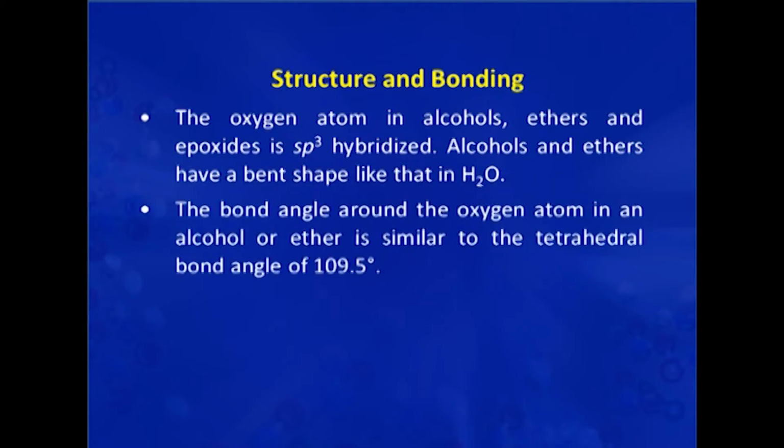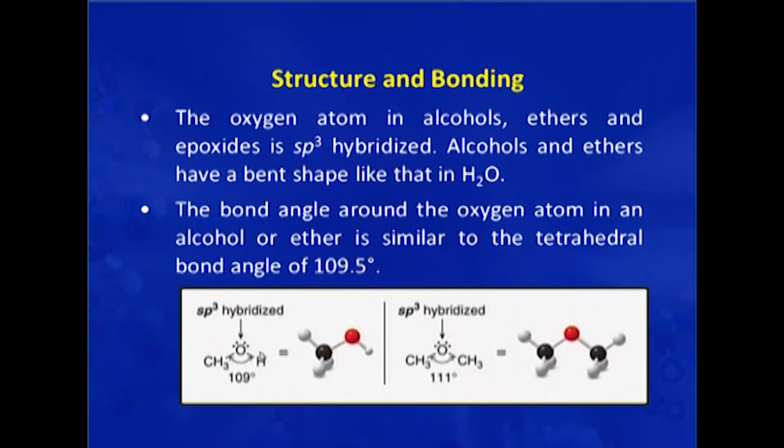The bond angle around the oxygen atom in alcohol and ether should be similar to the tetrahedral bond angle of 109.5, but it has been found that there is some deviation in this bond angle. You can see here the molecule of methanol, where the COH bond angle is 109.5, and this is dimethyl ether, where the COC bond angle is 111, showing that there is deviation from the normal tetrahedral angle. Now the question arises why. We will discuss this question in the next slide.